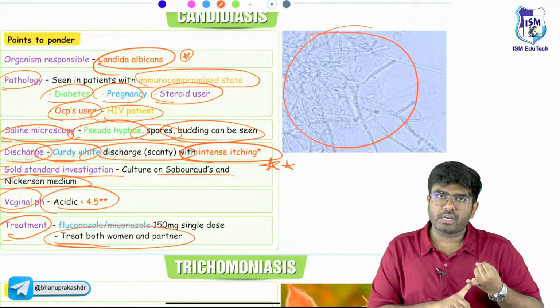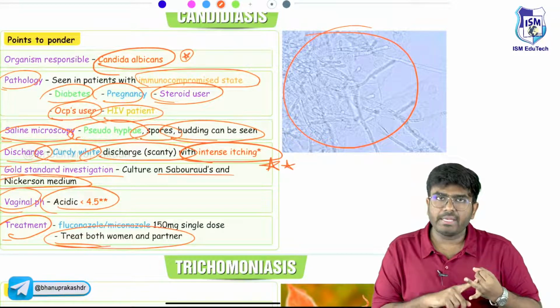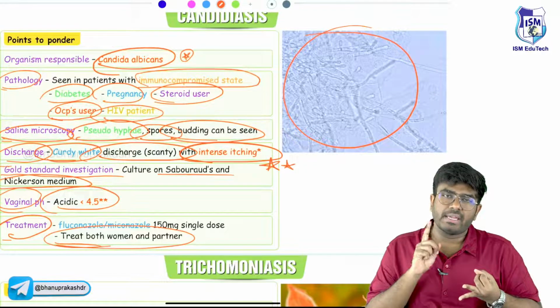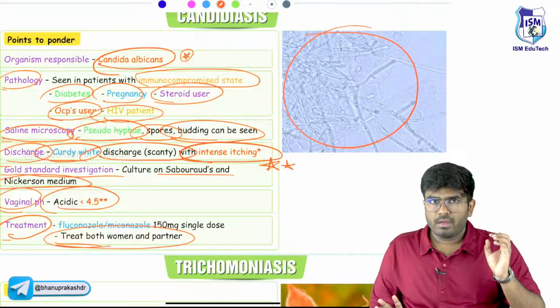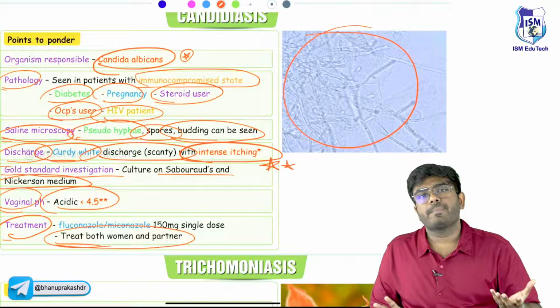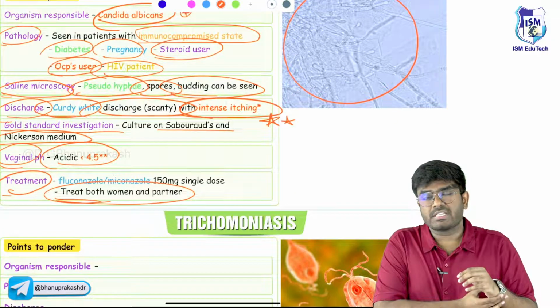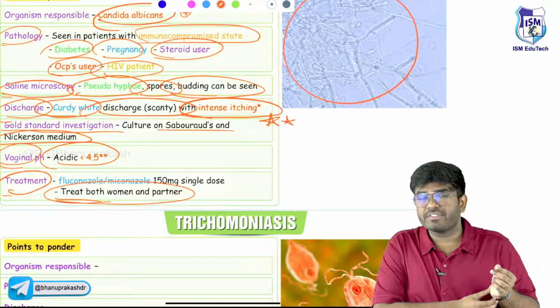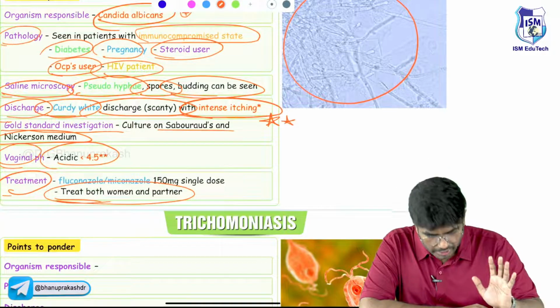What is the most common causative organism? Candida albicans, seen in immunocompromised individuals like OCP users, steroid users, HIV, diabetes, pregnancy, all these conditions. What you will see on the microscopy? Fungal hyphae. Okay, budding yeast can be seen. And however the discharge is going to be curdy white discharge with intense itching. What about the pH? The pH is still maintained less than 4.5.